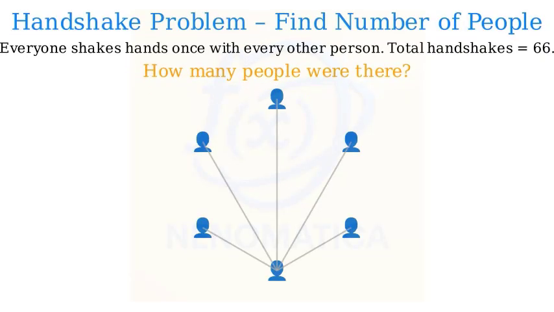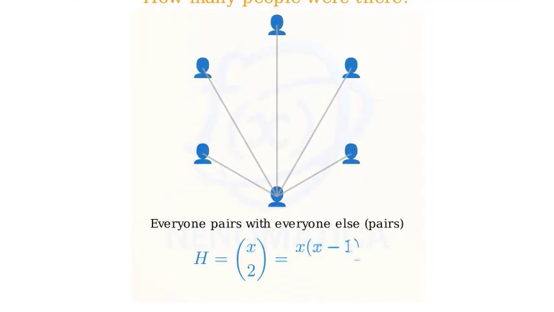Let's build intuition with a small example. Imagine 6 people around a circle. One person can shake hands with 5 others. Counting every unique pair exactly once is the same as combinations of x people taken 2 at a time.